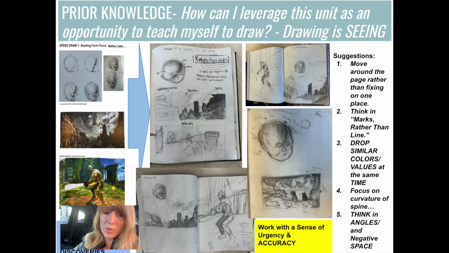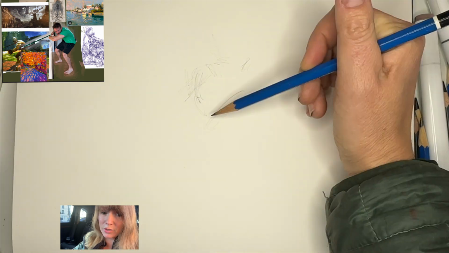seeking, exciting. We've been practicing drawing so far, and the reminders I want to give you are: as you're drawing, move around the page. Think in lights and darks and marks, rather than line. A lot of you are just doing line. Drop similar colors as you have them on your brush. So if you're going dark, go everywhere, and think in angles.